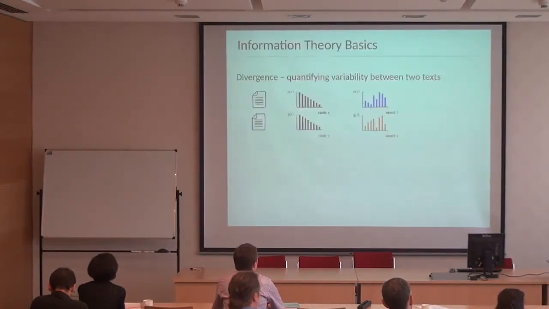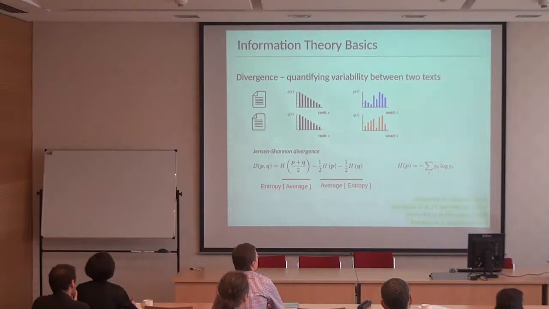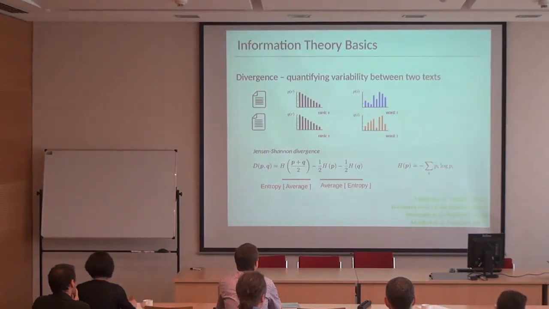So, information theory and divergence measures. If we want to quantify the variability between two texts, we saw that the rank frequency distributions are essentially the same. So what we have to do is actually compare the distributions over words. One very common, and increasingly commonly used, way is the so-called Jensen-Shannon divergence, which is based on the Shannon entropy.